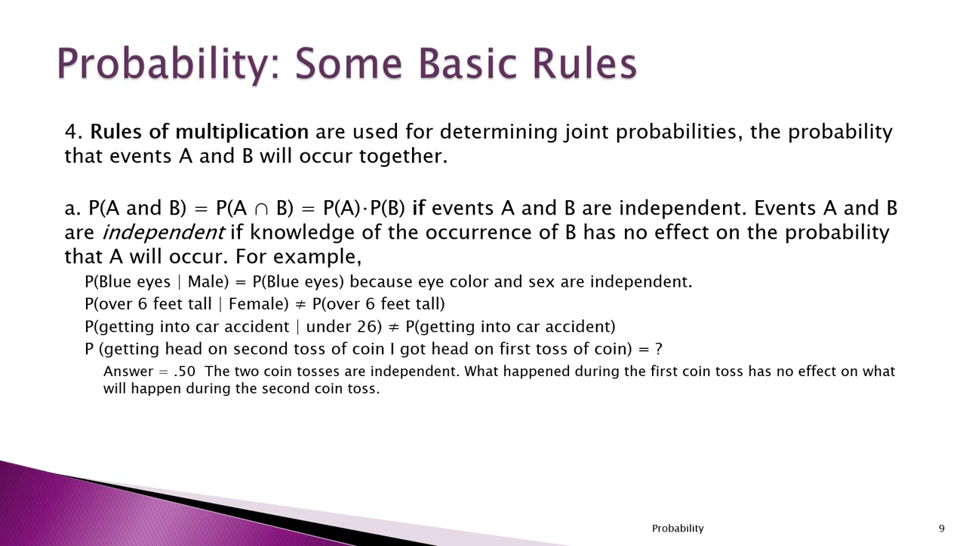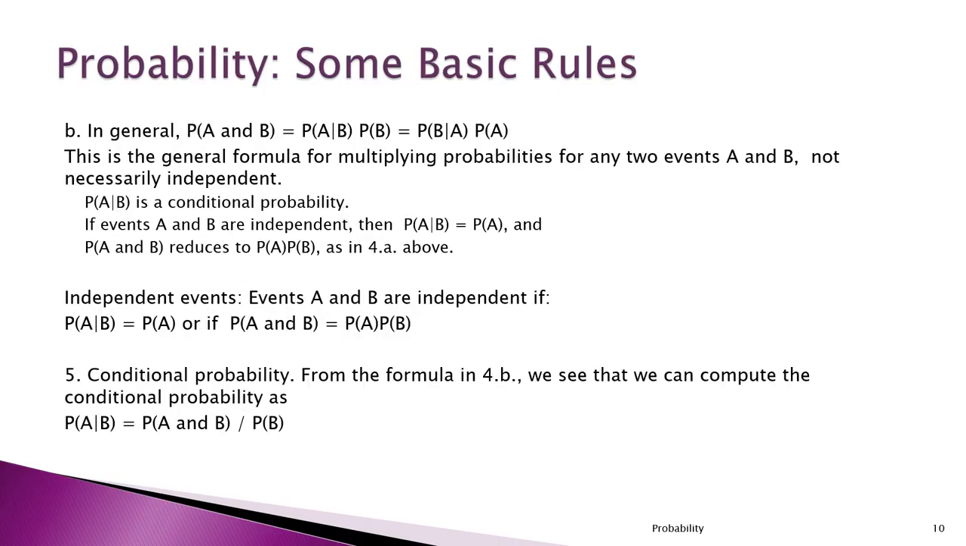And you can find all kinds of other examples that are similar that help you make the case. Here's the general formula for multiplication. If we don't know that events A and B are independent, or if we know for sure they're not independent, then we can compute the joint probability of A and B by taking the probability of A given B multiplied by the probability of B. You always multiply by the event after the given.